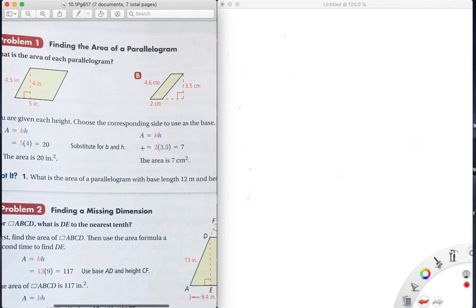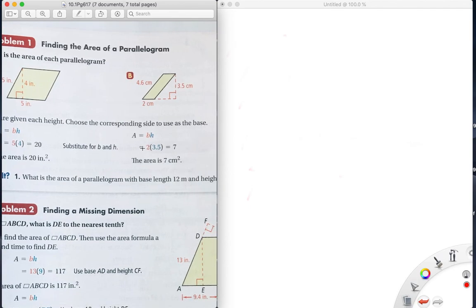And if we look at B, we have an area of base times height. We have a height here of 3.5. Notice that this height of 3.5 forms an intersection with 2, and it's perpendicular, it's 90 degrees. So 2 is our base, not 4.6, but 2, because this forms a 90 degree angle with 3.5. And we can say that 2 times 3.5 is 7, and this has an area of 7.